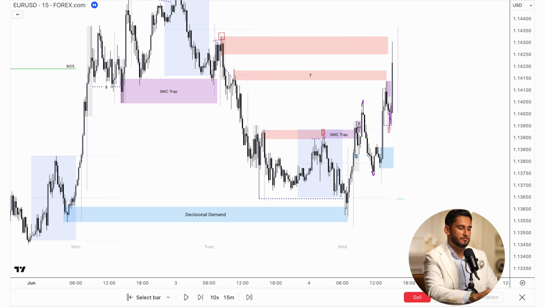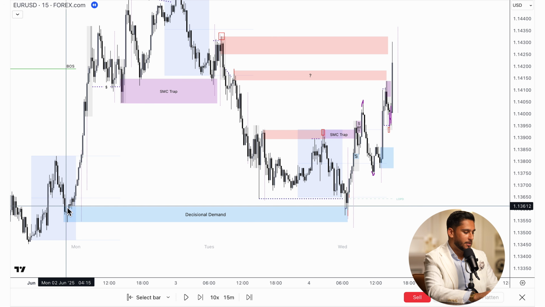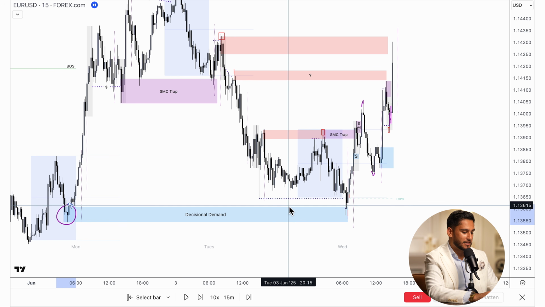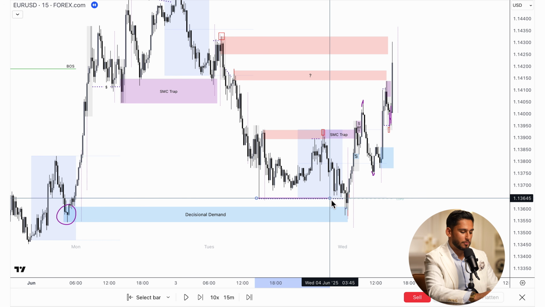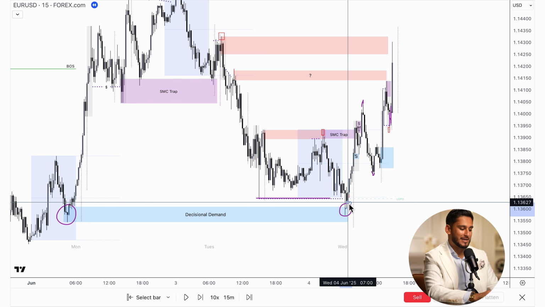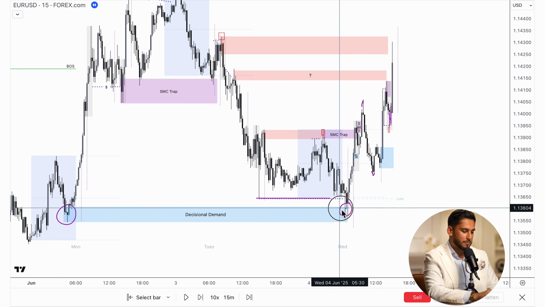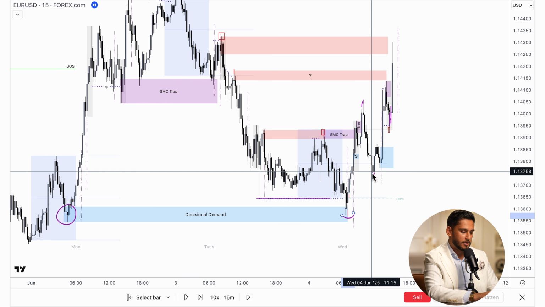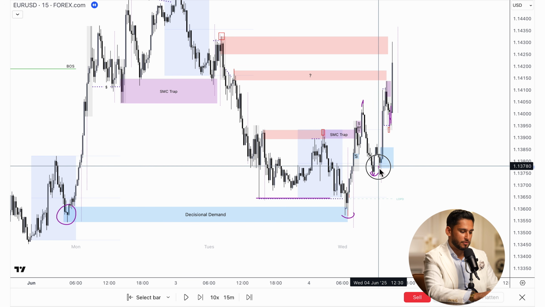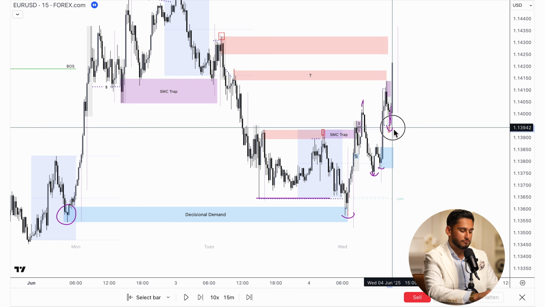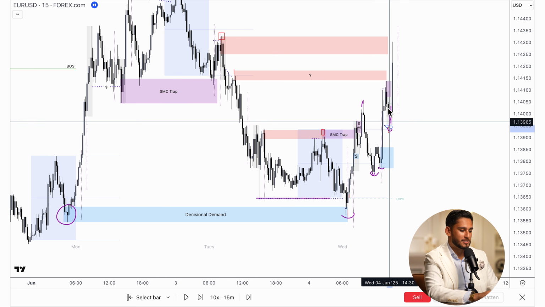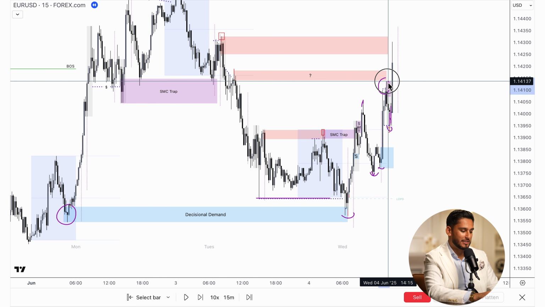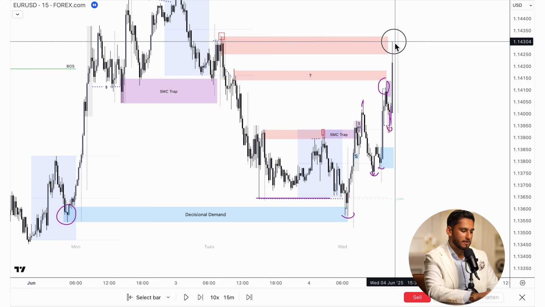In fact, it followed a very nice daily cycle variation where a demand area resting right below an Asia low and low of previous day. Sweep of low of previous day and Asia range into demand, and then bullish price action where we have consecutive bullish inducements. We had inducement number 1 over here, inducement number 2, inducement number 3 in this area, and inducement number 4.